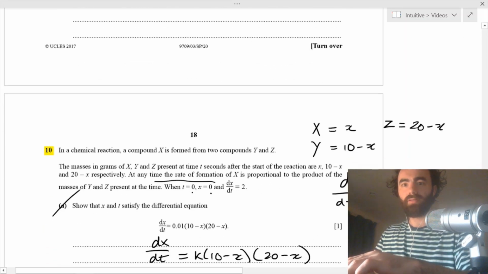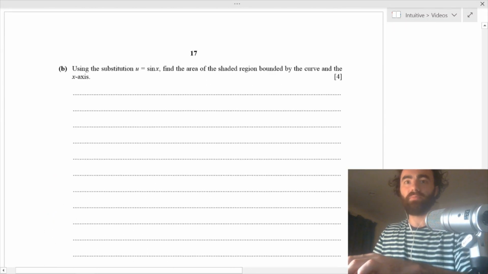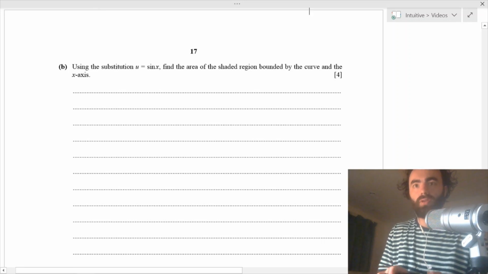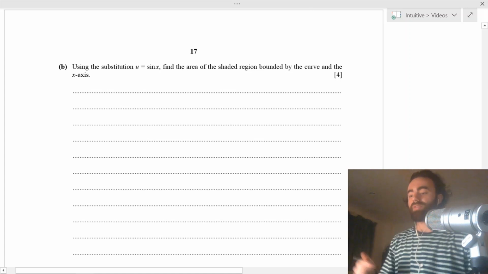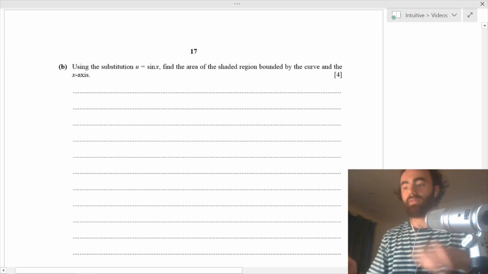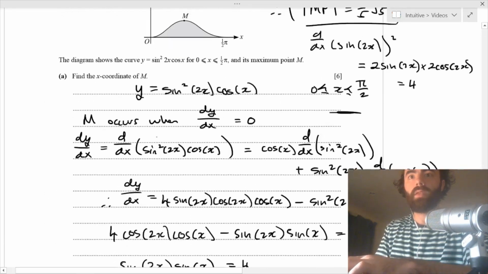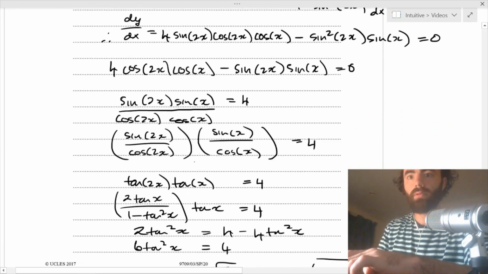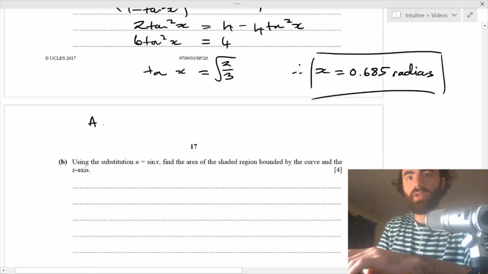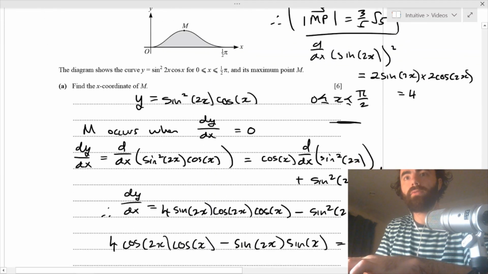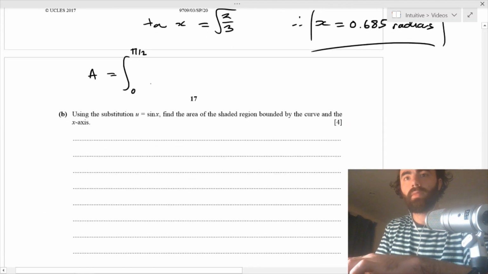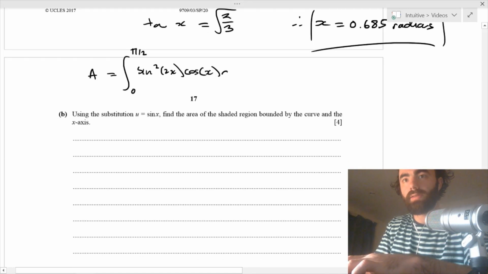Okay, last one. Let's go. Using the substitution u equals sine of x. So this is the integration question where we're using substitution. Find the area of the shaded region. So the area of the shaded region is equal to the integral between pi over 2 and 0 of sine squared 2x cos of x dx.